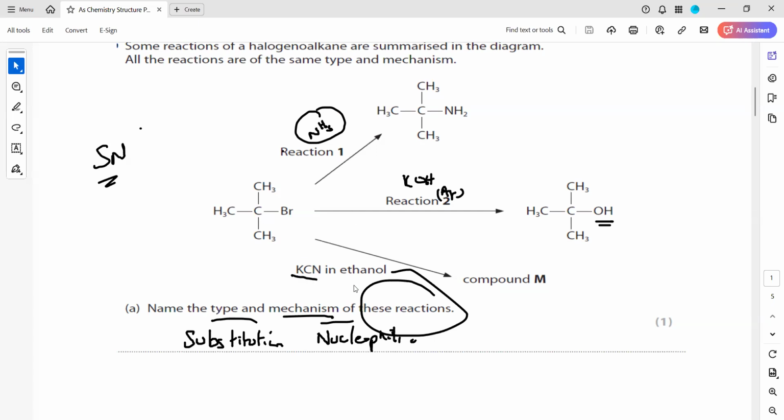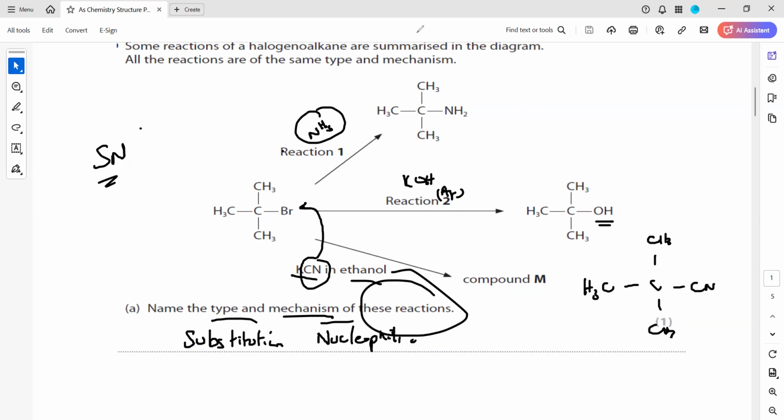And here the KCN in the presence of ethanol. So what will happen? Again, a substitution reaction will occur, and it will result in the formation of a nitrile group. So how will the reaction proceed? The CN group will displace this Br. So what is the product? The product will be H3C, CH3, CN, and then CH3.